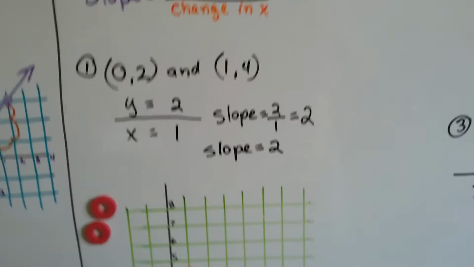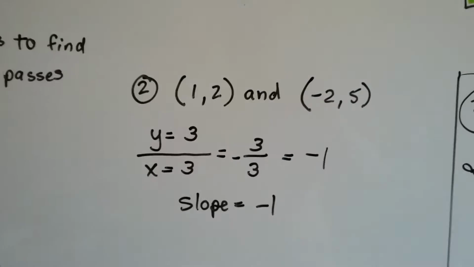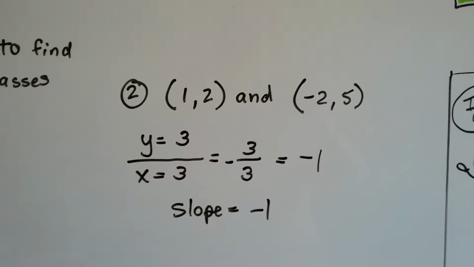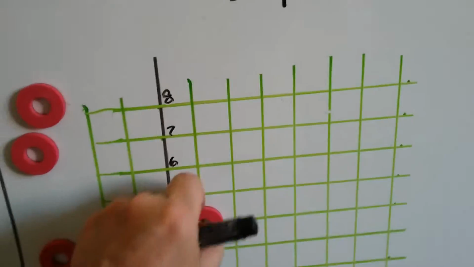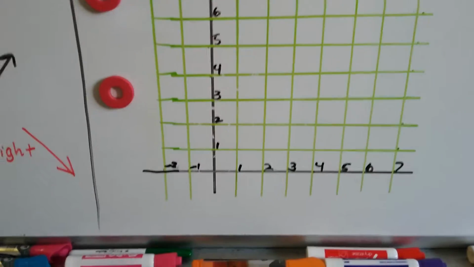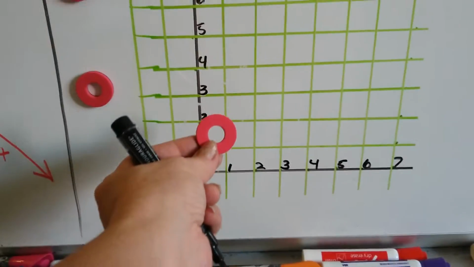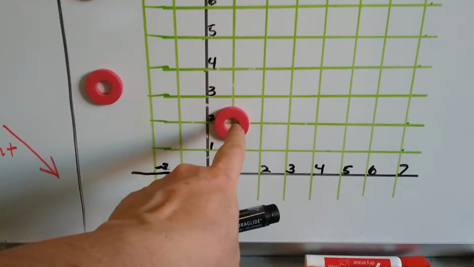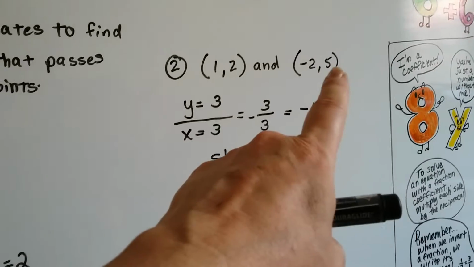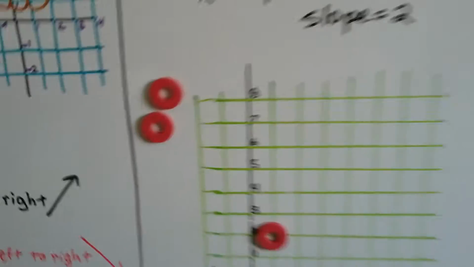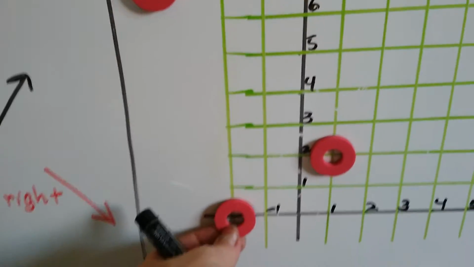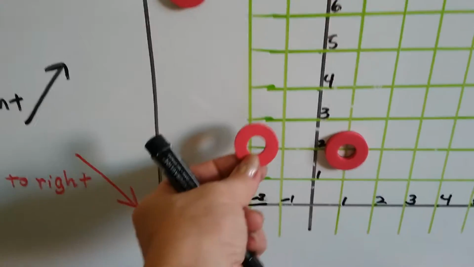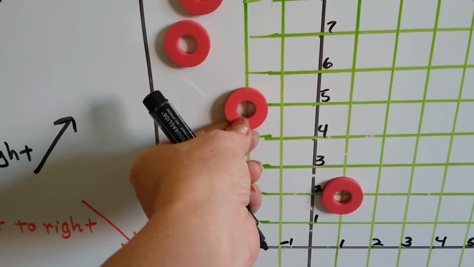All right, so now let's take a look at this one. Our coordinates are 1 and 2. X is 1 and y is 2. That's going to put us right here, right smack in the middle of my circle. And then the other coordinate is -2 and 5. So x is -2. That's here, -2, but it's up at the 5, so it's right here.